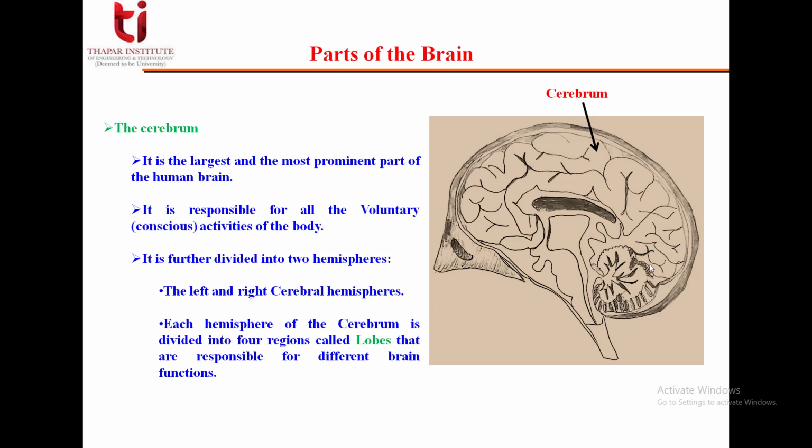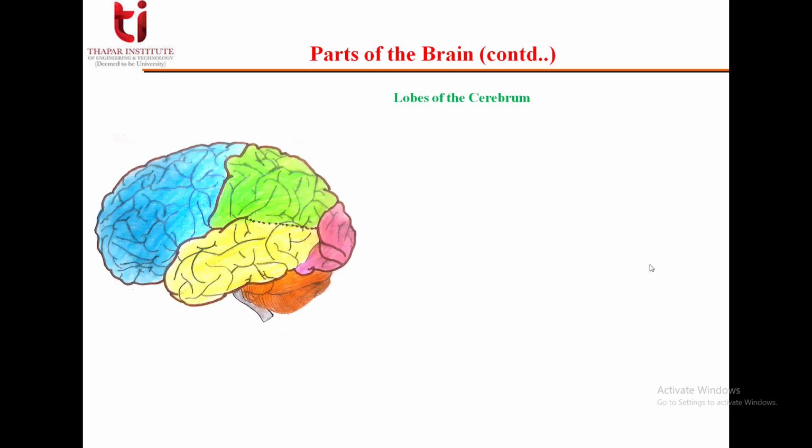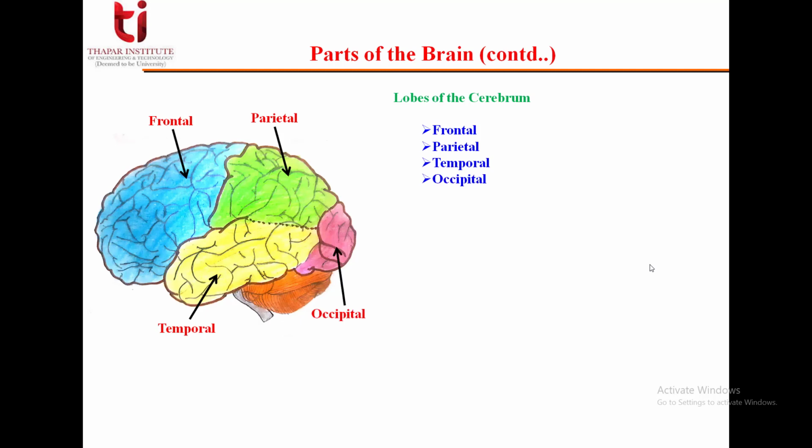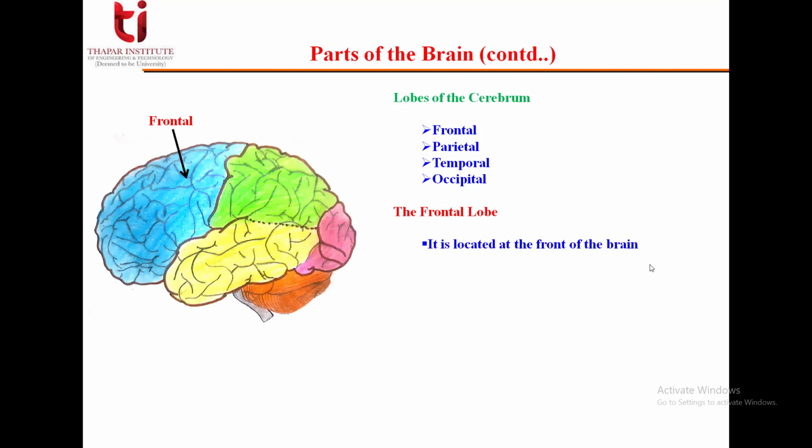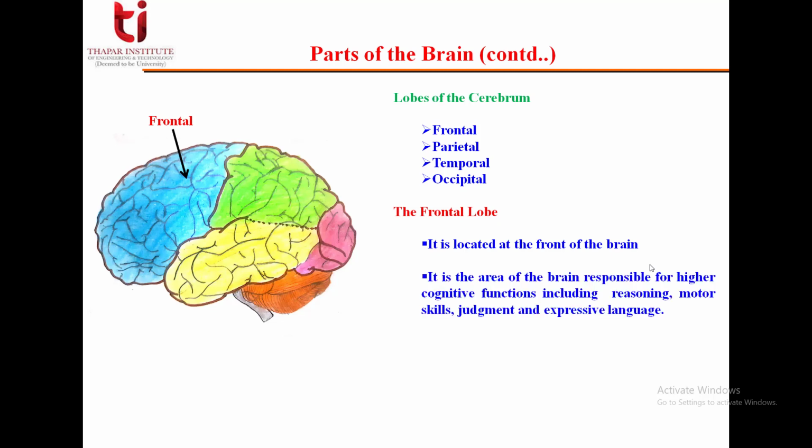Each hemisphere of the cerebrum is divided into four regions, known as lobes, that are responsible for different brain functions. So now let's discuss the four lobes of the cerebrum. This figure shows the four lobes, intentionally shown in different colors. We have the frontal lobe, the parietal lobe, the temporal lobe, and the occipital lobe. Now we will discuss each of them one by one. First is the frontal lobe. As the name says, it is located at the front of the brain. It is the area of the brain responsible for higher cognitive functions, including reasoning, motor skills, judgment, and expressive language.